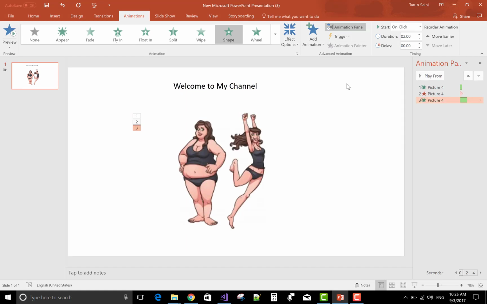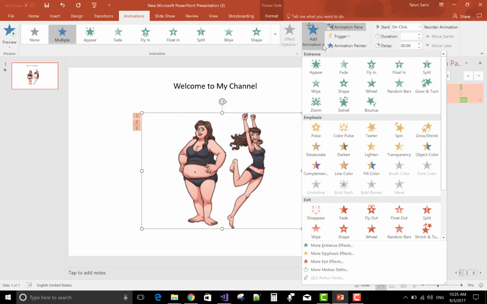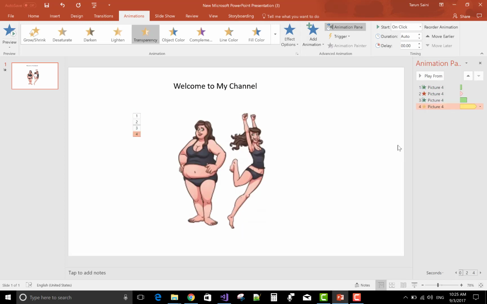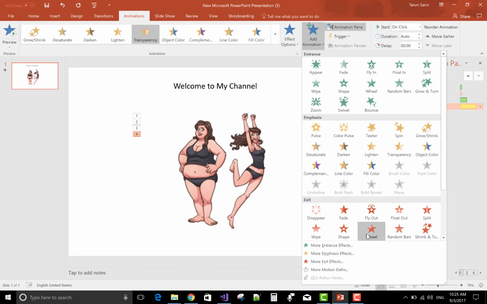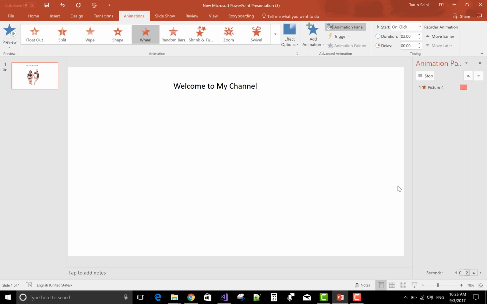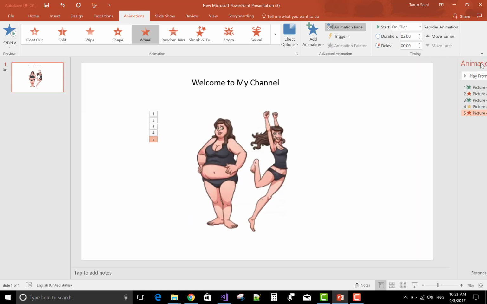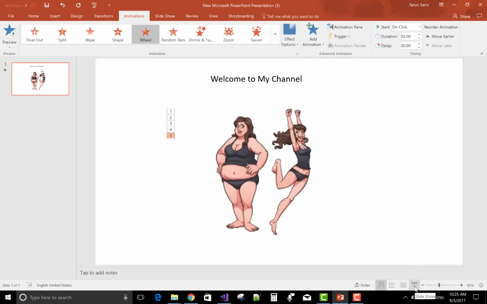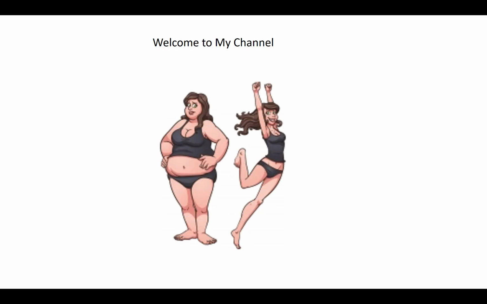You can apply the third animation on the picture. You can check your animation pane again. There are three animations, and that is the fourth animation. So similarly, by doing this, you can apply multiple animations to one object.